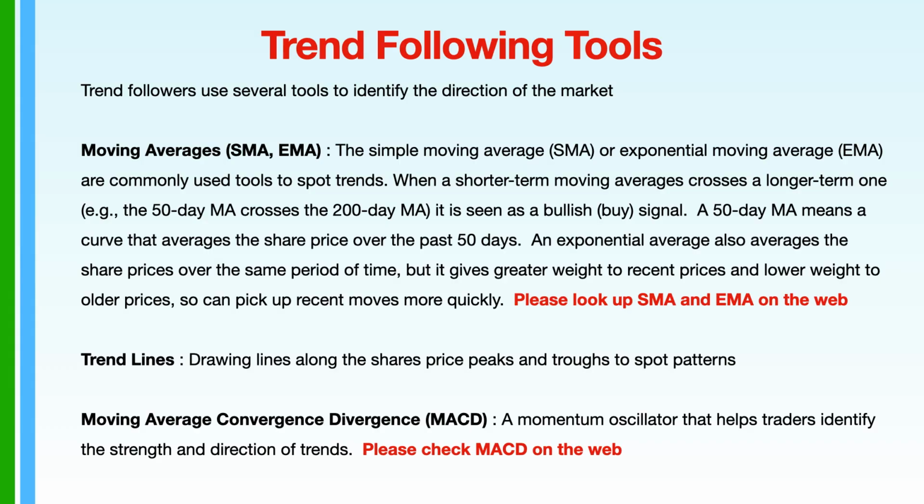Trend lines. This is little more than drawing lines along the share price peaks and troughs to spot patterns, but there are more complex techniques available. Moving average convergence divergence, or MACD. A momentum oscillator that helps traders identify the strength and direction of trends. Please check this on the web.